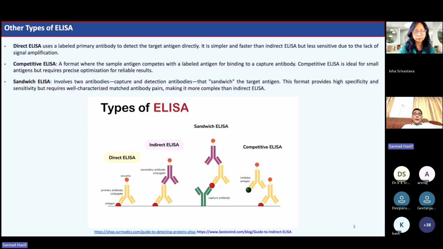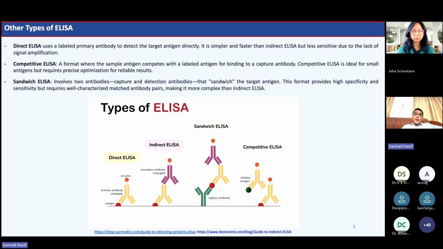Now, what it means is it's a format where the sample antigen competes with a labeled antigen for the binding to the capture antibody. Competitive ELISA is generally done to estimate the concentration of the antigen. How does this differ from the indirect ELISA? In indirect ELISA, we measure the immune response, that is the antibodies. In competitive ELISA, generally we measure the antigen concentration.